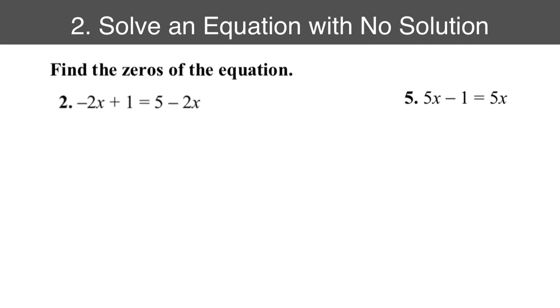In this situation, no solution means that the line that would be drawn would be a completely vertical line, a line that would be going up and down. So let's take a look at this.